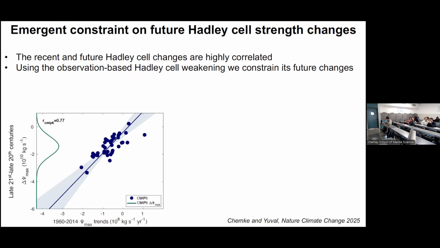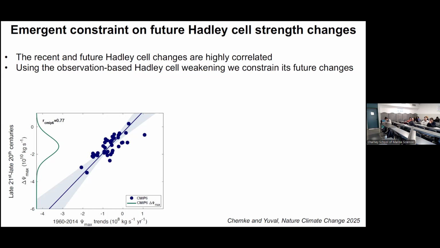On the y-axis, you see most of them show negative values. This is how much the circulation is going to weaken by the end of the century, just the difference between the late 21st and late 20th century in the strength of the circulation. And the green PDF shows you how these dots are distributed along the y-axis. The height of the PDF is meaningless, it's just for illustration. Is the figure clear? Yeah, okay.